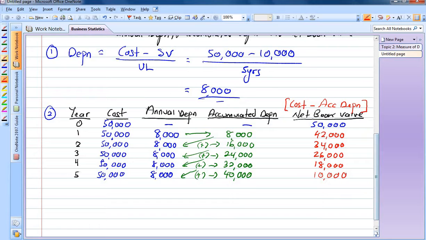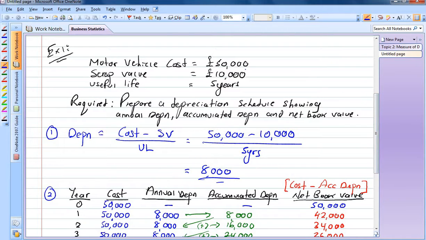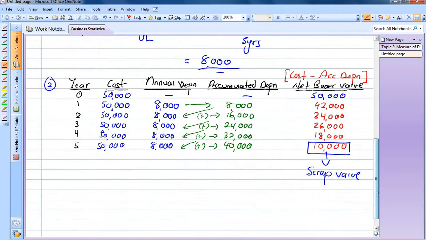Now what happened here? If you check it out, actually you can check the answer here. The year 5 should be the same as your scrap value. Look at that. Back to the question, you should get back the same answer as the scrap value at the end of year 5. Are we okay, guys? So this is how you do the straight line method, the first method.